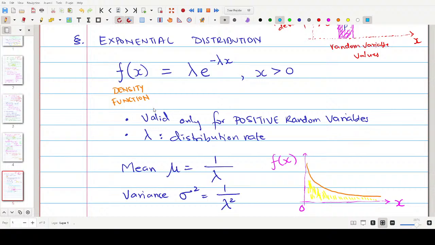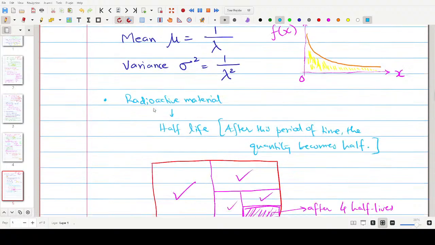So we need to find out from the question what the value of x is and what the value of lambda is. Lambda is the distribution rate, and we can go ahead with our solution. The mean is given by 1 upon lambda, and the variance is given by 1 upon lambda square. So in the question, it might be possible that the value of lambda is given or the value of 1 by lambda is given. Either the distribution rate will be given or the mean will be given. So finding out whether the mean is given or the distribution rate is given is of prime importance.